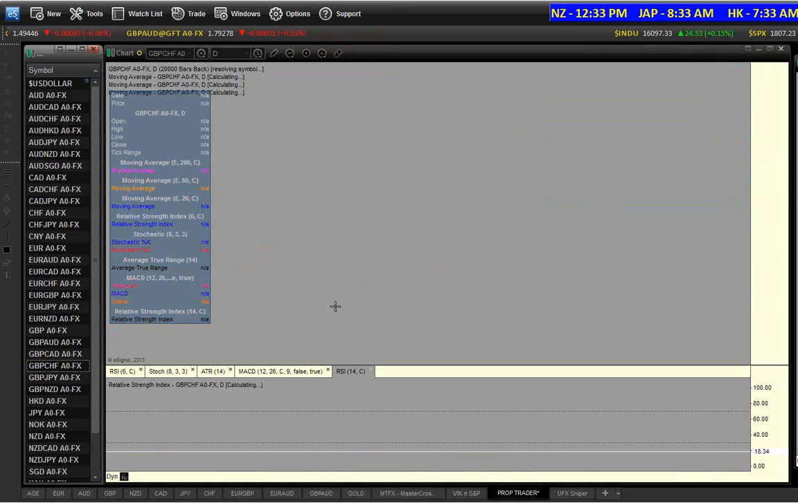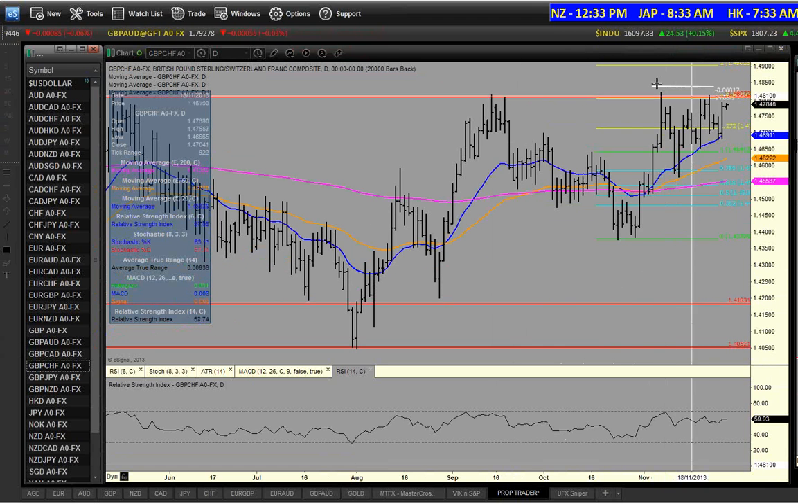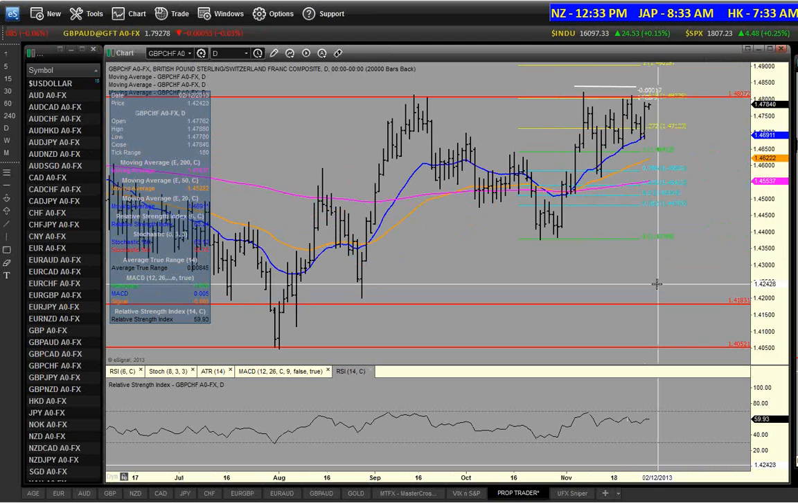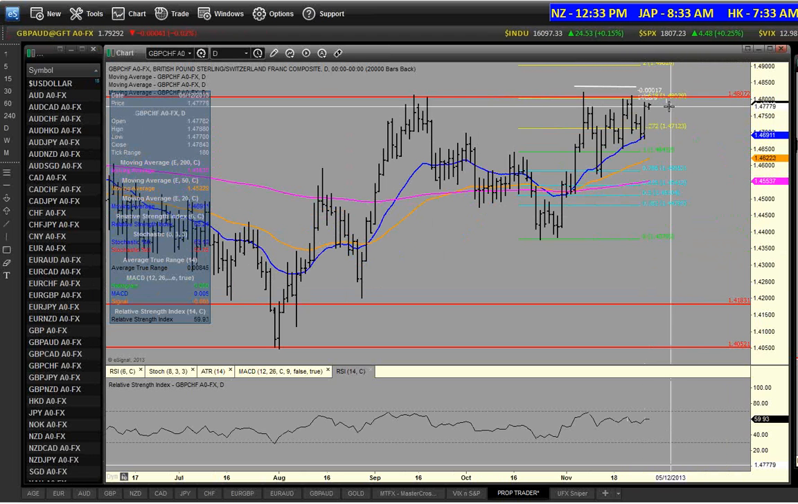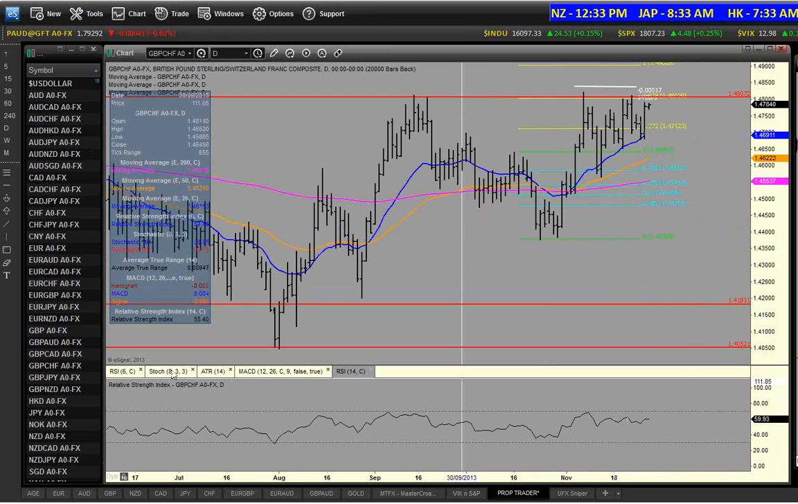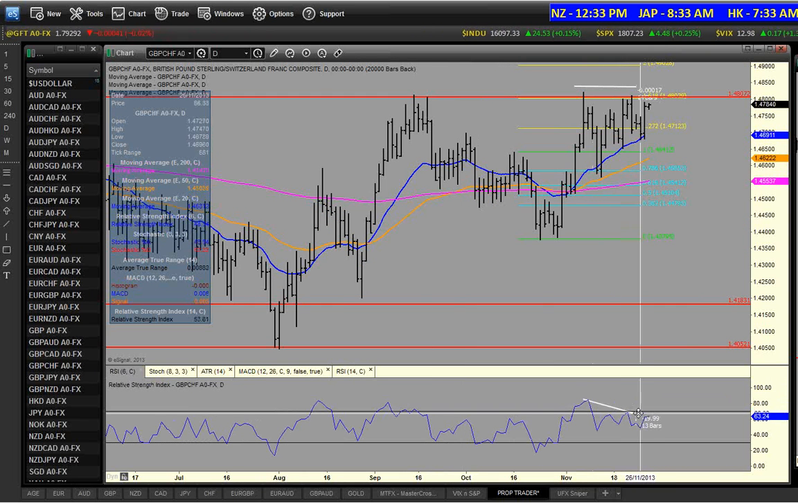Okay. Pound Swiss, absolute mess. Strong resistance here, as we know. Still got divergence in it.